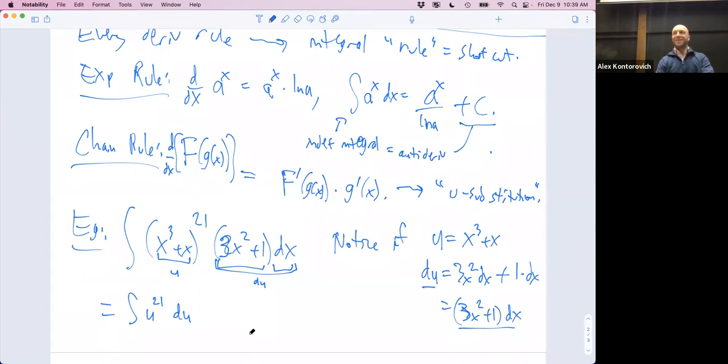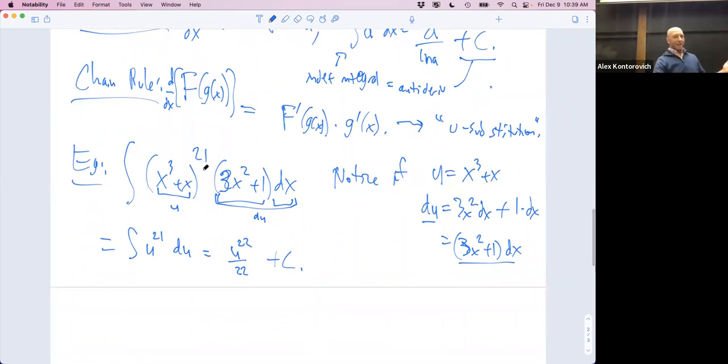Everybody see that? Now I know the antiderivative of u to the 21st power. u to the 22nd power over 22 plus c, right? I want all antiderivatives, but this is a function in x's. I need a function in x's. How do I go back from u's to x's? I just stuck it back in. Yeah, u was x cubed plus x. So this is x cubed plus x to the 22nd power over 22 plus c.